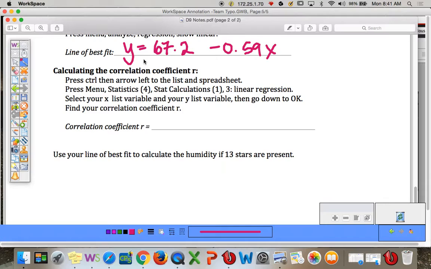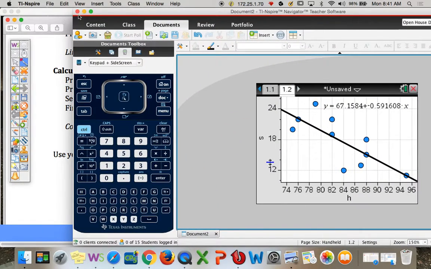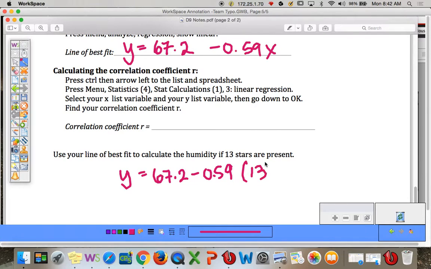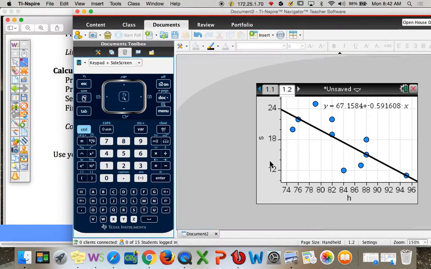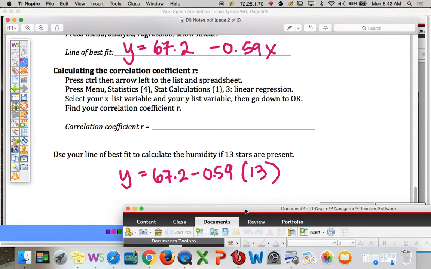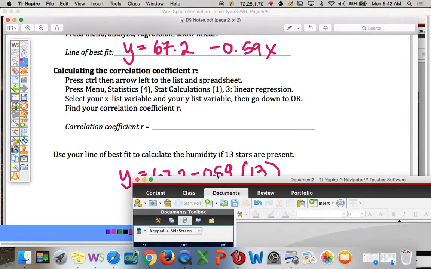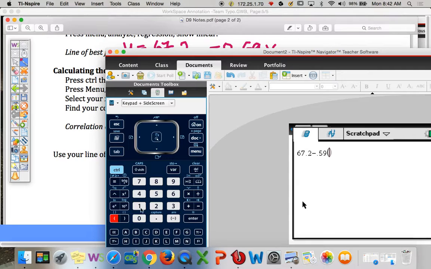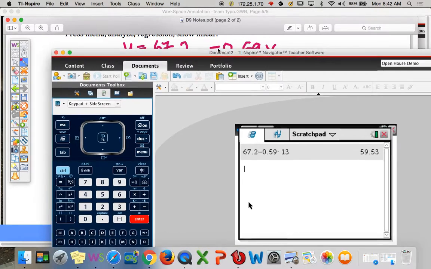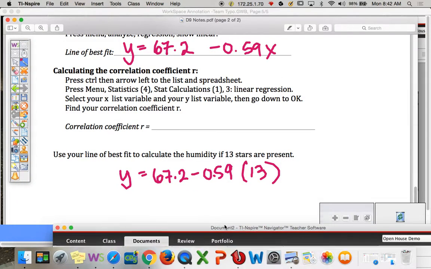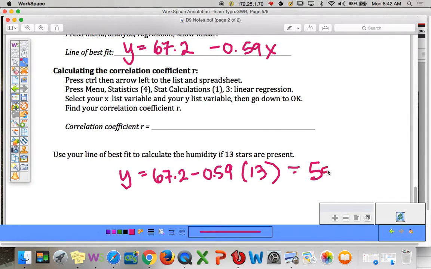All right, we can use our line of best fit to calculate the humidity if 13 stars are present, and I'll go back to correlation coefficient in a second. And so now humidity, you have to figure out, is that x or y? And here it's the x variable, it's on the bottom here. Humidity is the independent variable, so times 13. So in our calculator, we can calculate that. You can use Scratchpad if you're in a graph, and just hit escape to get out of it. So do 67.2 minus 0.59 times 13. And if that's the case, then about 59.53 stars are visible.